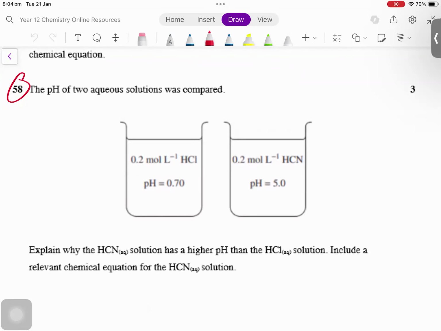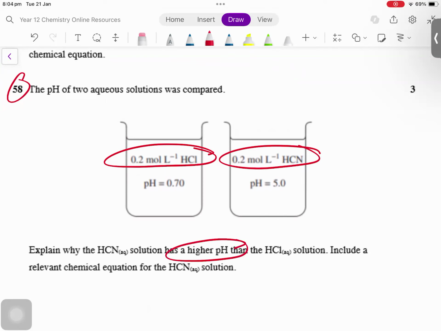Now, the question's given you the same two concentrations. And they're asking you why, even though they have the same two concentrations, they have a different pH. If you're good at this, it might already be popping out to you. I'm going to walk you through it one by one. So I'm like, okay, the concentrations are the same. Why do they have different pHs? Let me work backwards first.